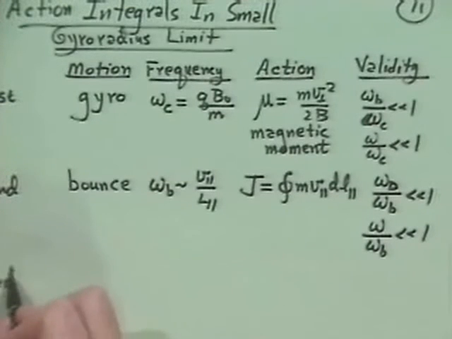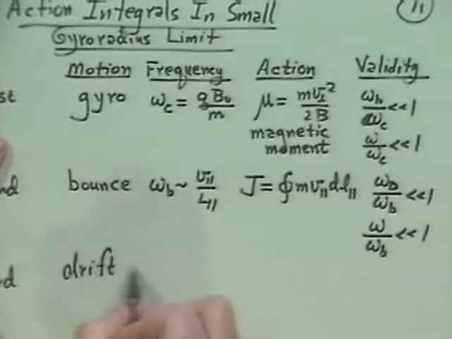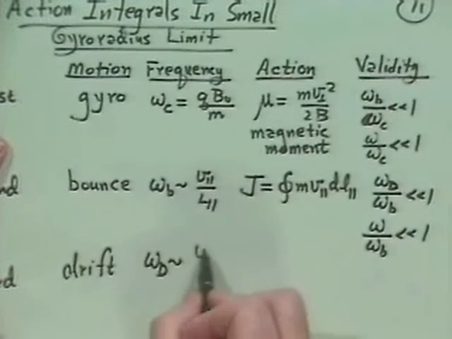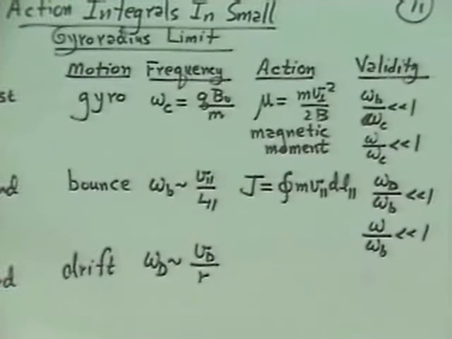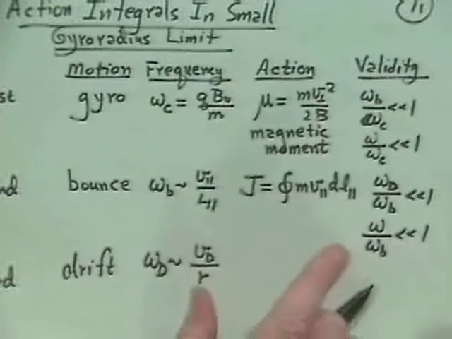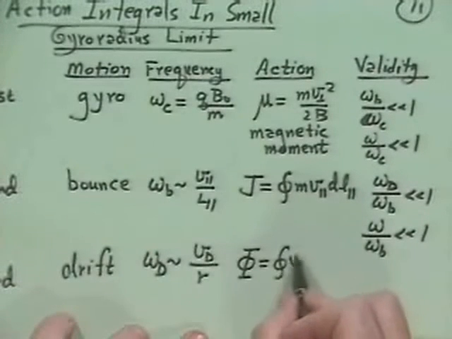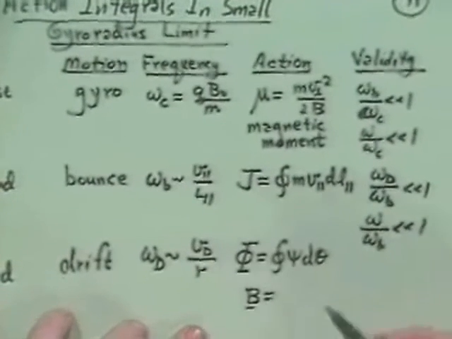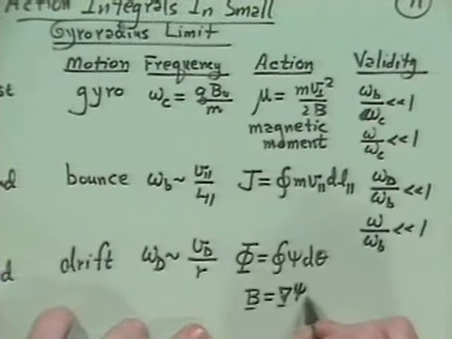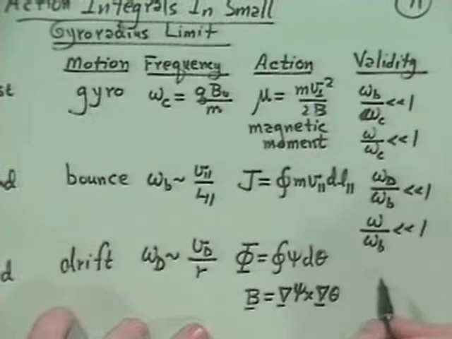So then what about my third adiabatic invariant? That's for our drift motion. There we have the drift velocity divided by the radius. Now, the action there is a little bit complicated, because what we were doing was drifting around in an angle. It turns out the action variable is the magnetic flux enclosed by that, which is usually written as psi d theta, for a magnetic field given in what's called the Clebsch representation, grad psi cross grad theta. It's just the magnetic flux enclosed by the drift. And what is the condition for validity of that? Again, the frequency of change relative to the frequency of this periodic motion has to be small compared to 1.